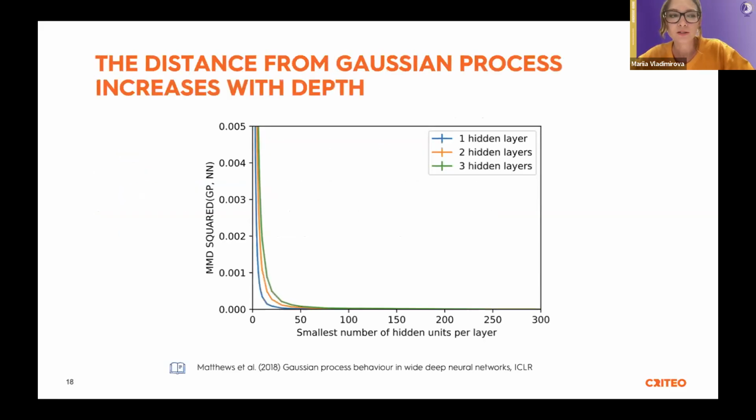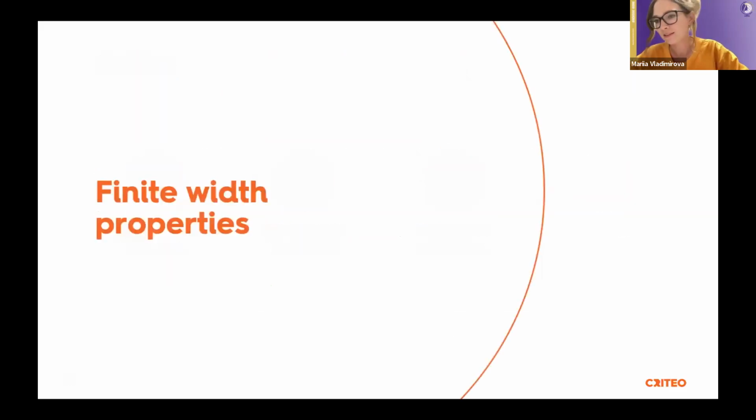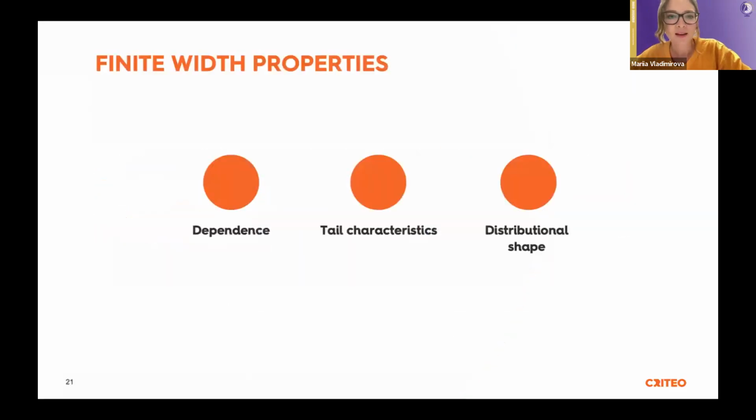So our goal was to study finite neural networks, because even if we consider distributions of the hidden layers, going deeper, they are further and further from Gaussian processes. If we take, for example, 50 hidden units at the third layer, they're already not that close. And this is where my research on finite width neural networks comes in.